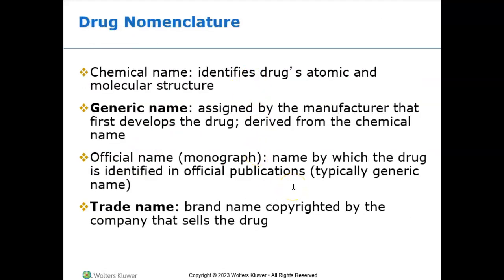The generic name is assigned when the drug first comes out, and it comes from the chemical name. The trade name is the brand that's copyrighted by the company that sells the medication. Here's one that everybody knows: Tylenol is the brand name, and acetaminophen is the generic name. So that's an easy way to think of it.